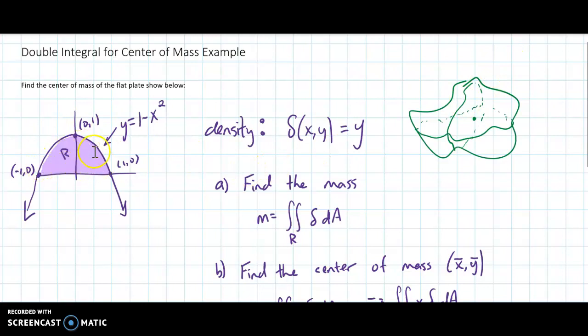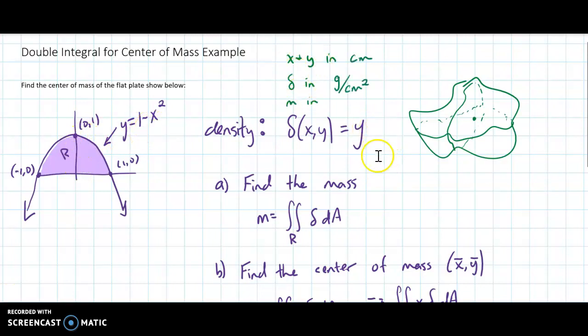So we have a flat plate that is in the shape of this parabola, 1 minus x squared. It has a density function. We have a delta here, Greek letter, of y. So that means that the density gets bigger as we go up here.